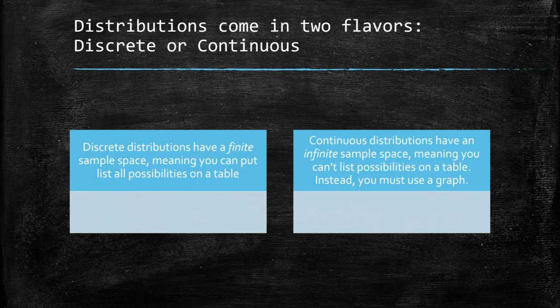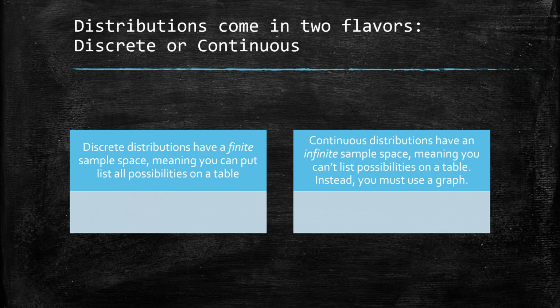But first, we need to understand distributions come in two flavors: discrete or continuous. Discrete distributions have a finite sample space, meaning you can list all the possibilities on a table. It fits on a table reasonably. That's the best way you can envision it.